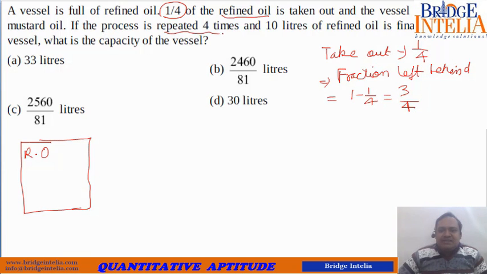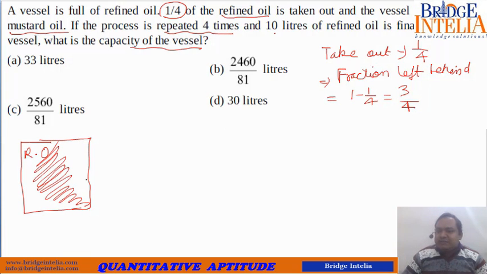If the process is repeated 4 times and 10 liters of refined oil is finally left in the vessel. So refined oil is going out but not coming back. So do not base your calculation on mustard oil. The calculation should be based on that element which goes out but never comes back. So refined oil. You have done this 4 times. So let the original capacity of the vessel, which was entirely filled by refined oil, be V.